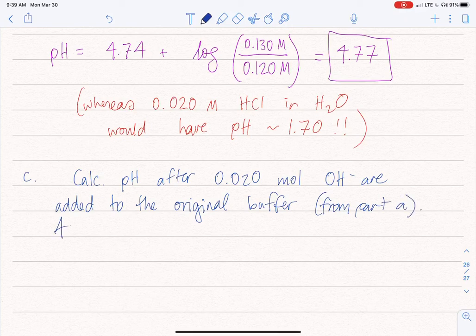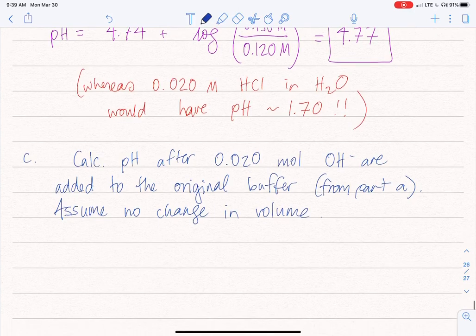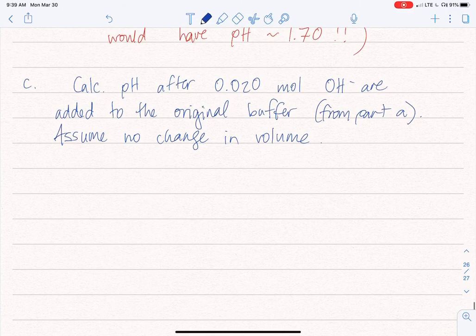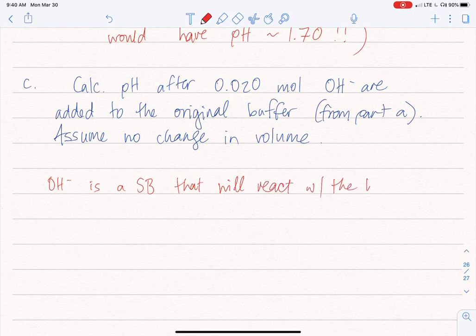Again, assume that there's no change in volume. Just like I did in part B, I'm going to assume no change in volume. So I'm just adding a negligible amount of volume. Okay, so what happens here? Well, let's think about what's going to happen. OH minus is a strong base. And a strong base is going to react with the acid component of the buffer.